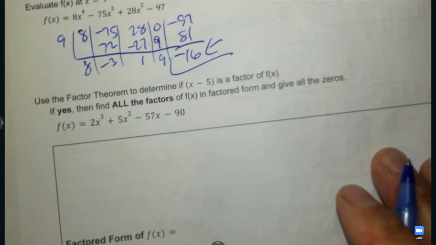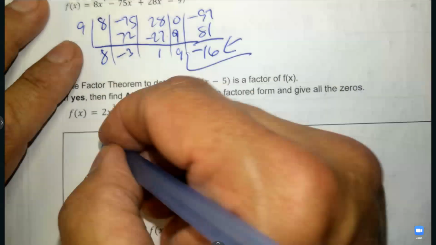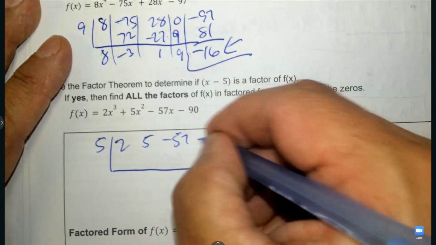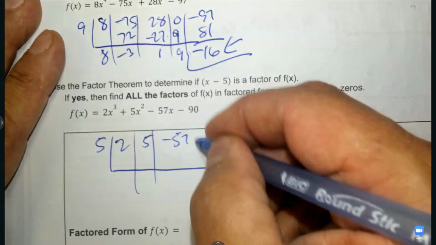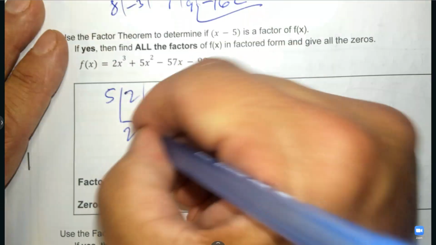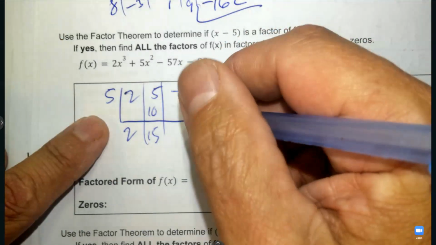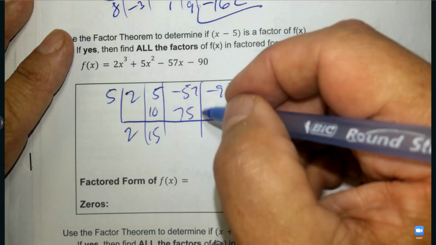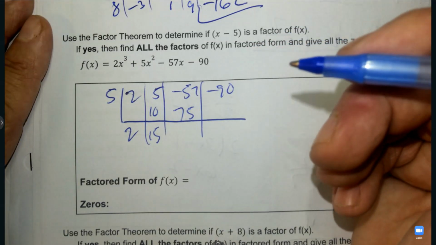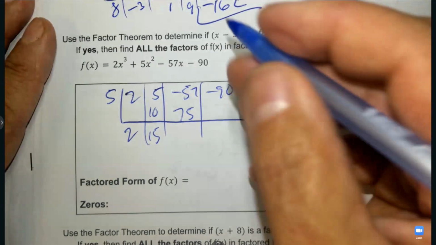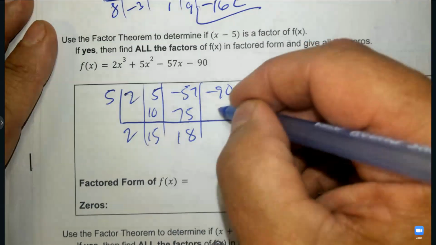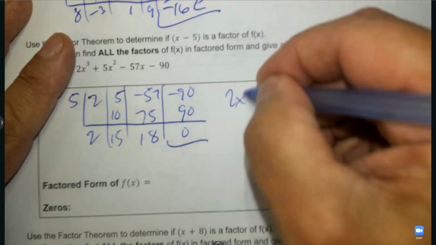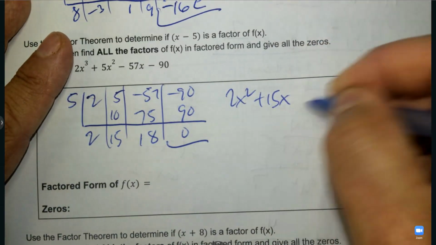All right, the factor theorem is similar. If I give you a factor, do the opposite number, which is 5. And then we know the remainder at the end is going to be 0 because it's a factor. So we drop down the 2 and we multiply it out. This is what, 75? What is that? 25, 3, is that 18? That's 90. I can do it. Then I have 2x squared, 15x, and 18.